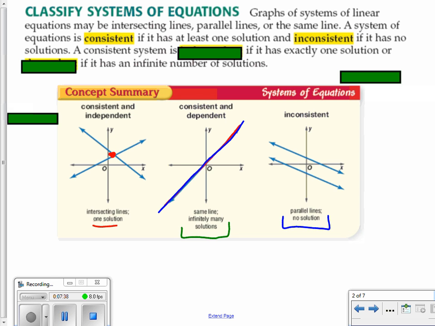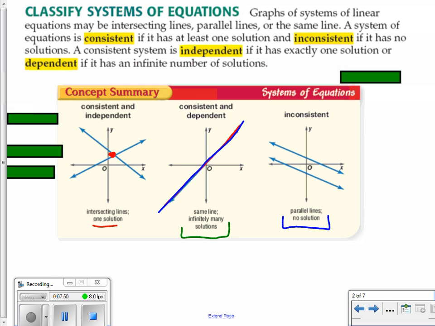A consistent system would be called independent if it has exactly one solution, so that's our intersecting lines. It would be called dependent if it has an infinite number of solutions. So you can see that right here, consistent and independent is just the one point. Consistent and dependent is when it's all of the points, because it's two lines on top of each other. And just simply inconsistent is our parallel lines. In our next video, we'll look at a couple different examples.